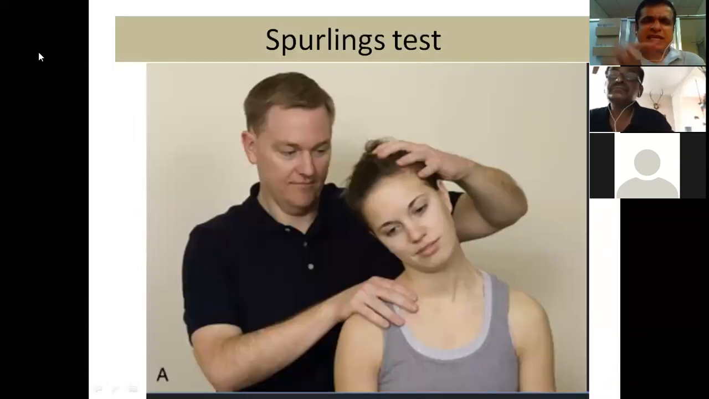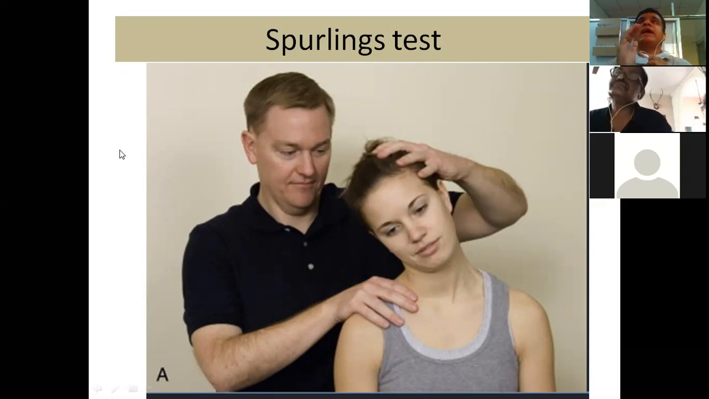Coming to some specific tests. As we have the SLR test in the lumbar spine, in a similar way we have some specific tests for cervical nerve root signs. The first one is Sperling sign. What is Sperling sign? We have to ask the patient to sit down on a chair or a stool. We have to hyperextend the cervical spine and rotate it to the side of the symptom. If the patient is having right-sided radiculopathy, hyperextend the neck and rotate the neck to the right side. Hyperextension and rotation to the same side as the pain.